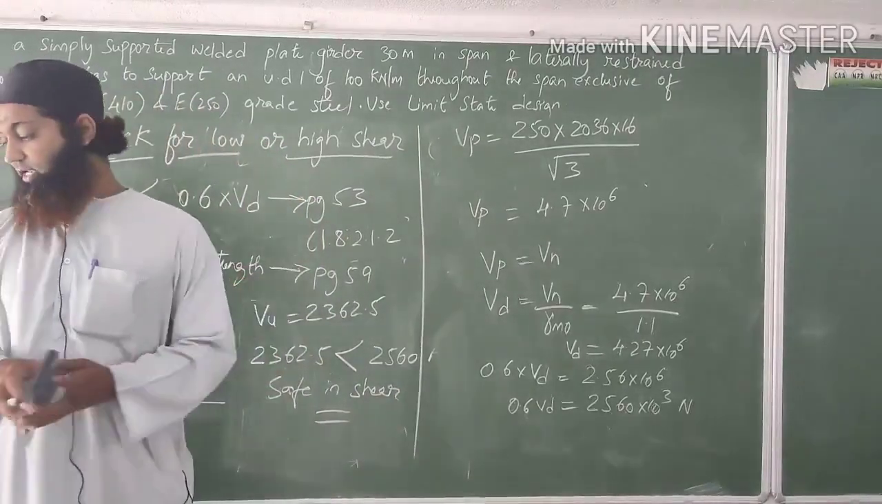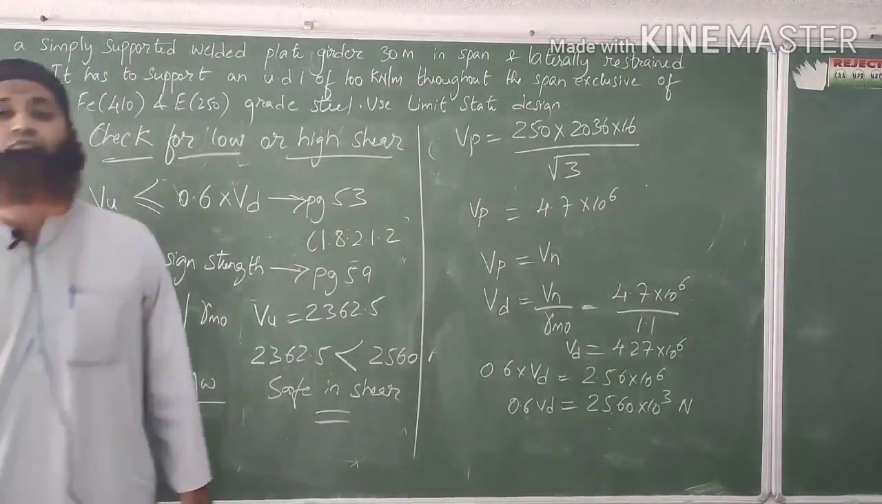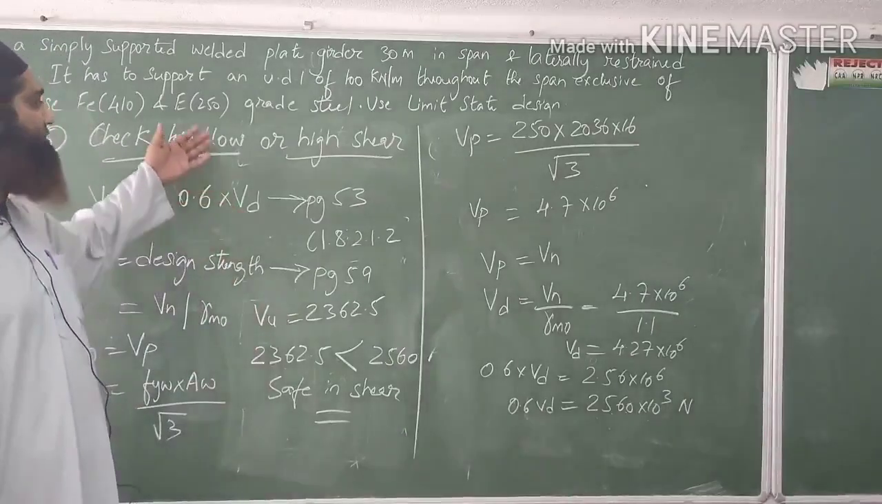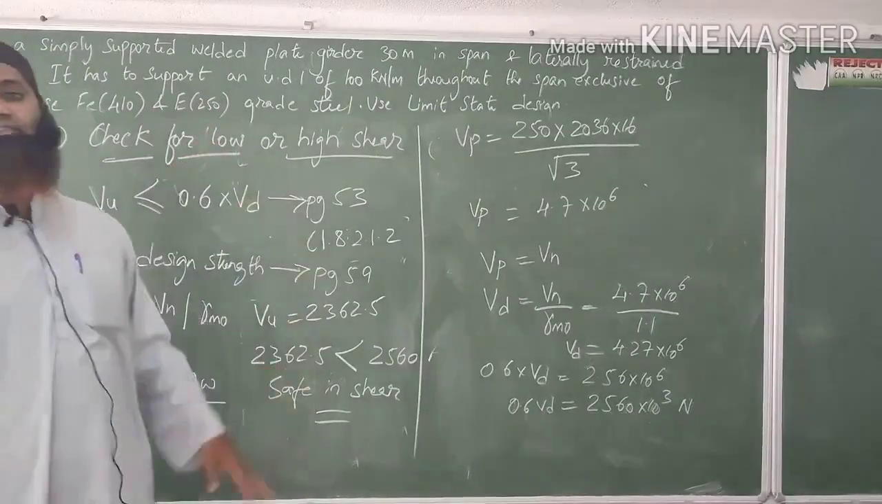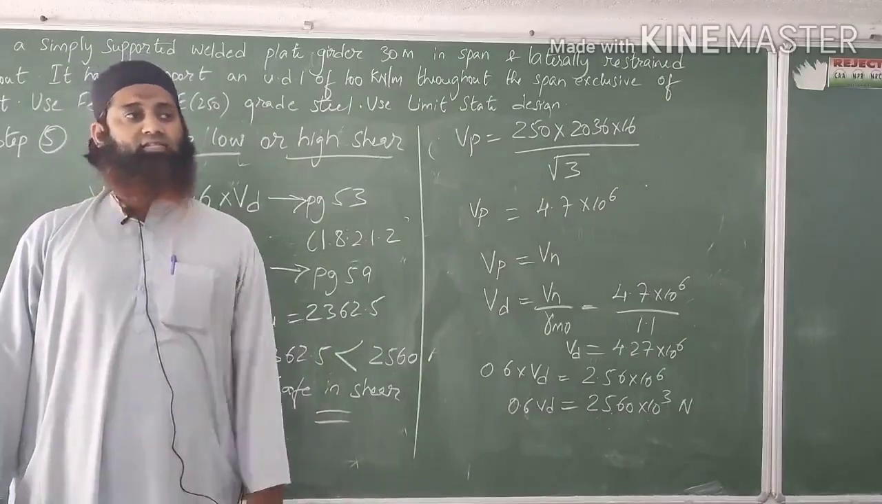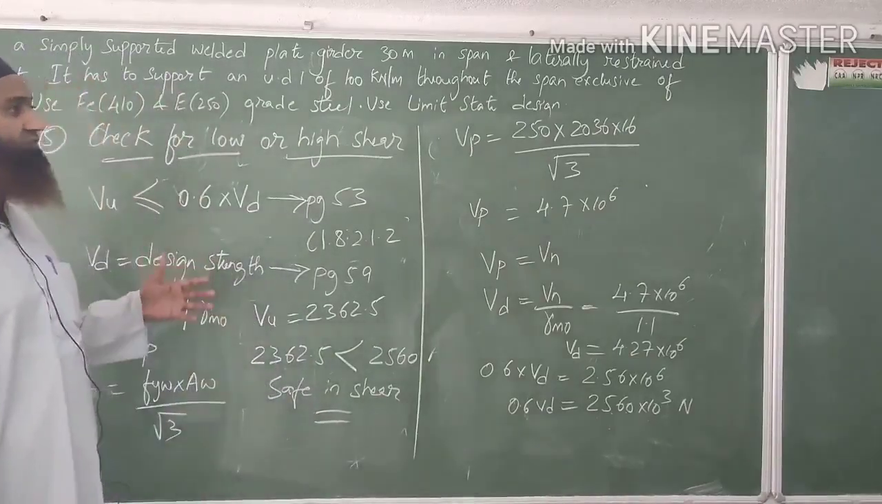You must have understood till here now. It was very easy in the first step what we had seen. In the first step we had seen what details he had given. He had given the span, he had given the UDL, and the self weight was not given. We had assumed the self weight as 150.